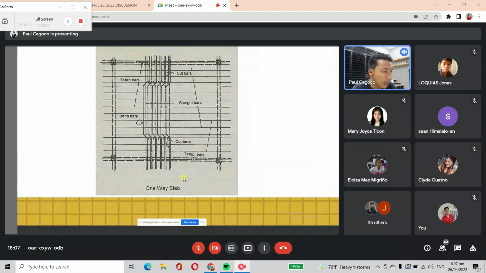For example, with this one-way slab, just imagine that this is rectangular in shape. Maybe in the illustration it looks somewhat square, but this is rectangular in shape. So you have to identify the two supporting beams: the one on top and the one on the bottom. Not on the right, not on the left, but the top and the bottom are your supporting beams. The left and right beams are your secondary beams. The main support of this slab is the top and the bottom beams.